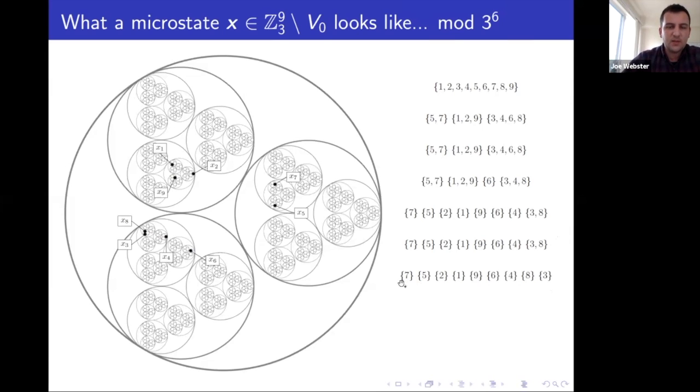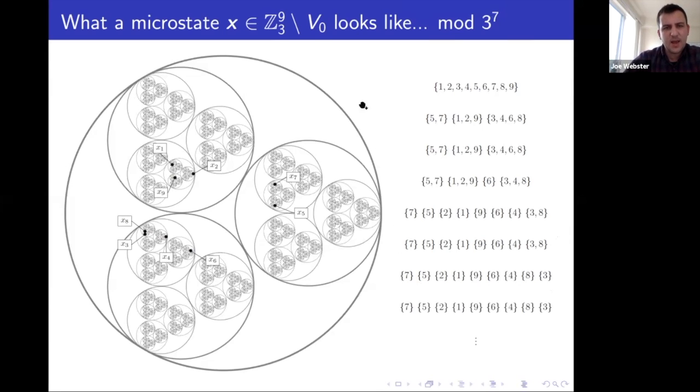So the importance of working with a state that's in Z_p to the n minus this set is that no matter what, for a given state, there will always be a sort of finite list of partitions here that refine from the trivial all the way down to fully refined. This will happen in a finite number of steps. So you can always extract this data of partitions from a microstate in here.